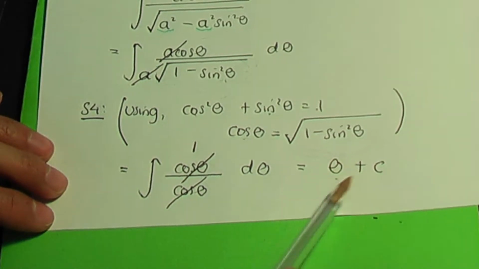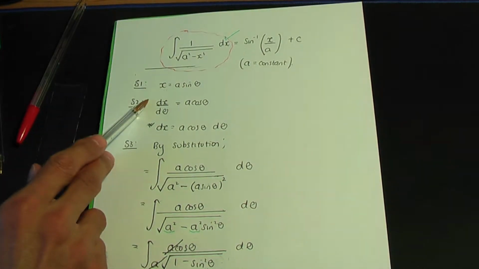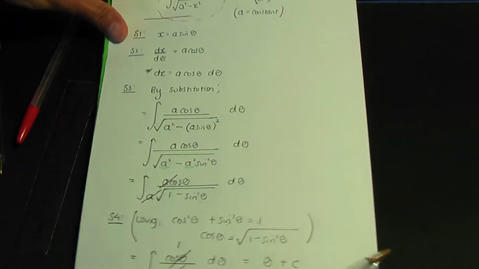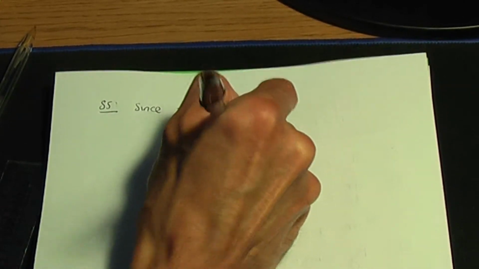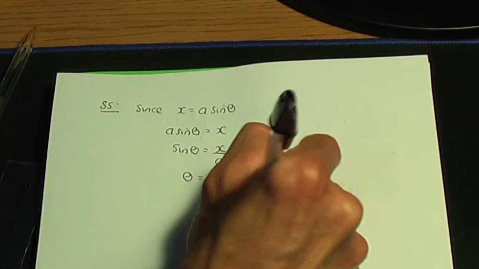So we need to write theta back in terms of x, and in order to do that, go back to your substitution. x is a sine theta. Okay? So that is step number 5, the final step. On the reverse, since x is a sine theta, when I rearrange, sine theta is therefore x over a, and theta on its own is the inverse sine of x over a.